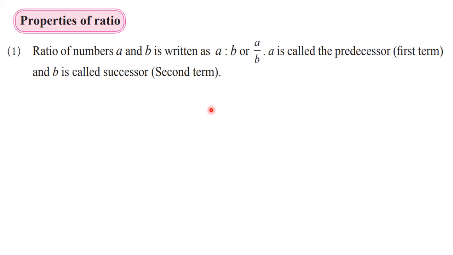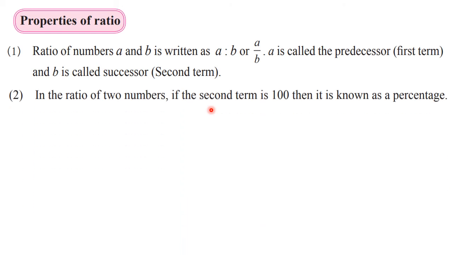Then the second property here is, in the ratio of two numbers, if the second term is 100, then that ratio is called a percentage. Okay. Percent means per 100. So 100 is in the denominator or 100 is the second term. Then that ratio is called a percentage.